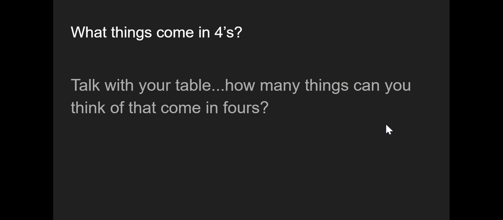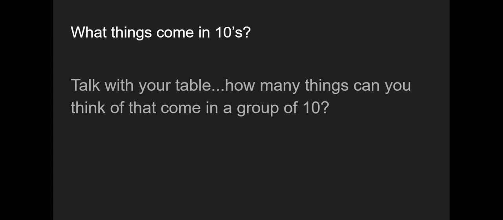Let's go on. What things might we see that come in 4s? We've mentioned a few already. We mentioned that there's 4 wheels or tires on a car. We also know that there's 4 seasons. Can we think of any shapes that come with 4 sides? Have you thought of any in your head? How about a square or maybe a rectangle? Those have 4 sides.